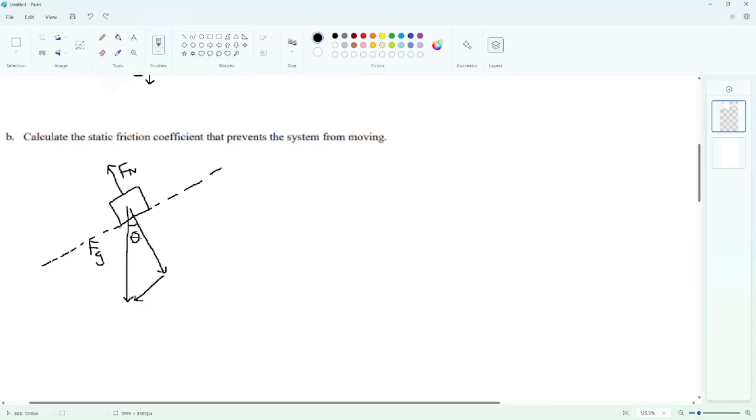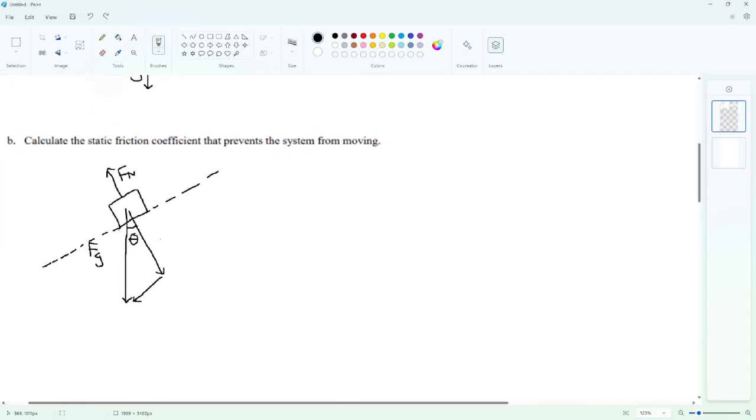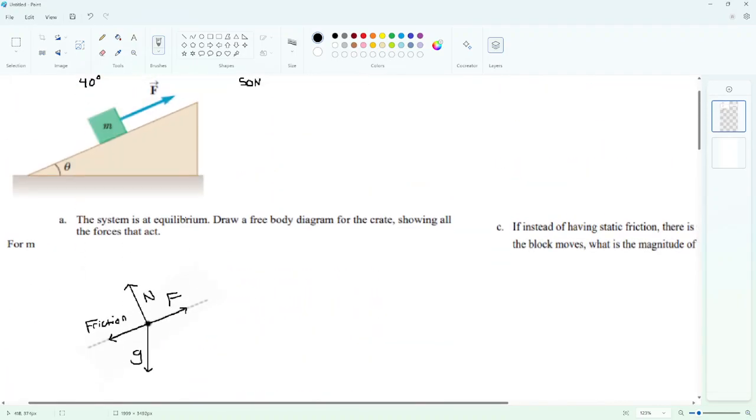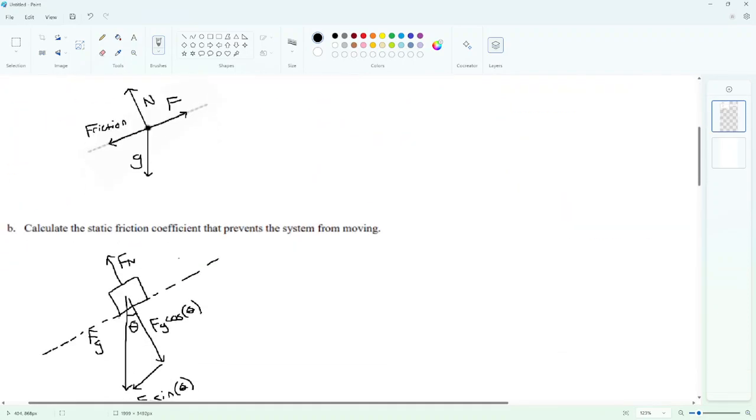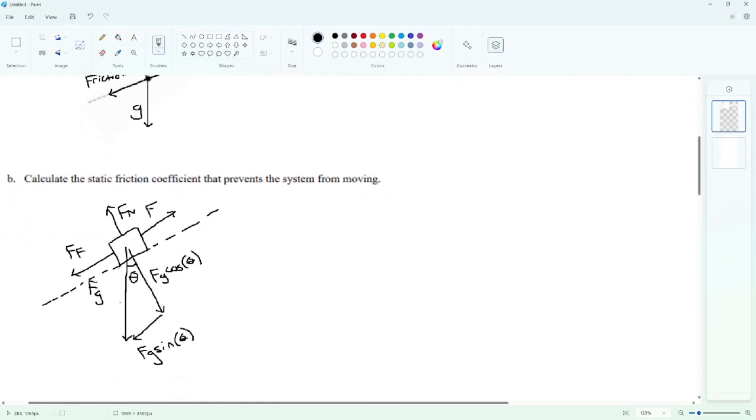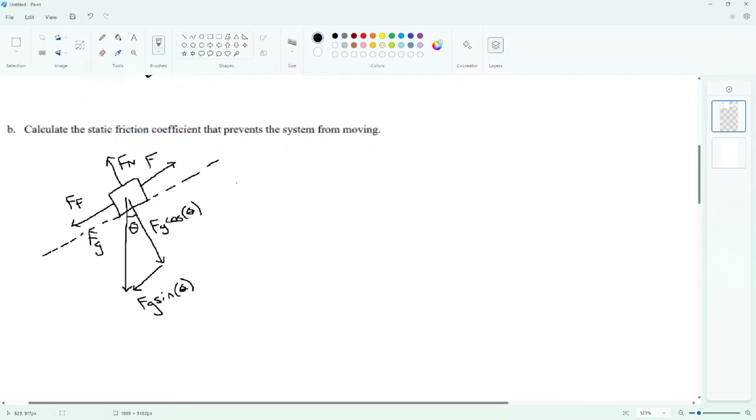Okay, so this side is going to be FG cosine of theta, and this side is going to be FG sine of theta. FG stands for force of gravity. It's just my way of writing it down. In this way we have force, and in this way we have force of friction. Okay, cool. Now we can write down our equations.